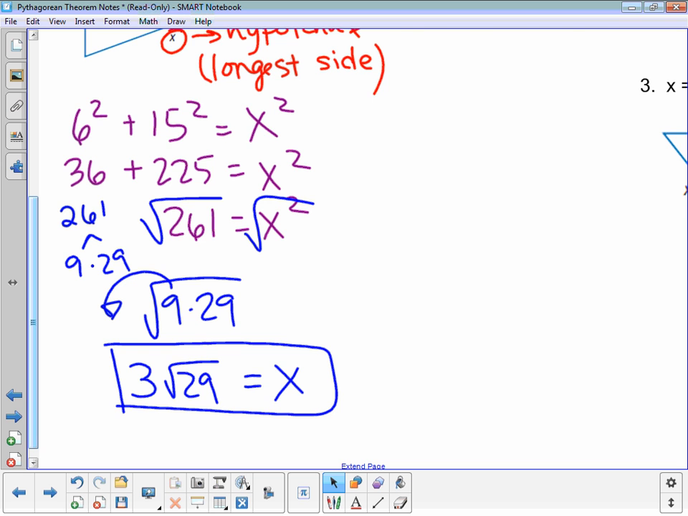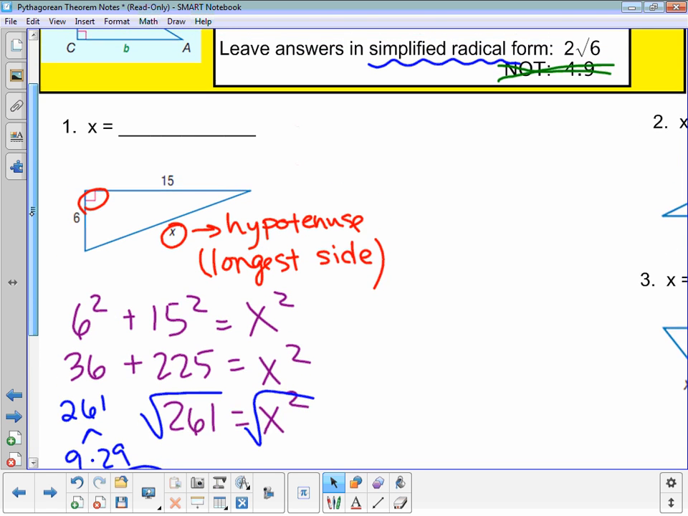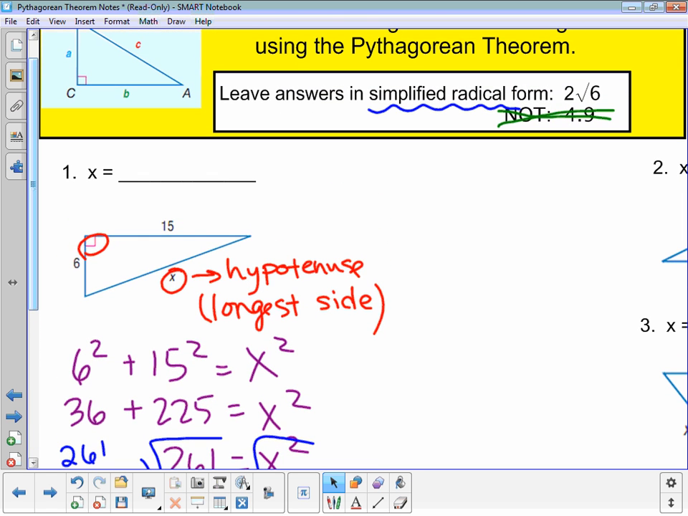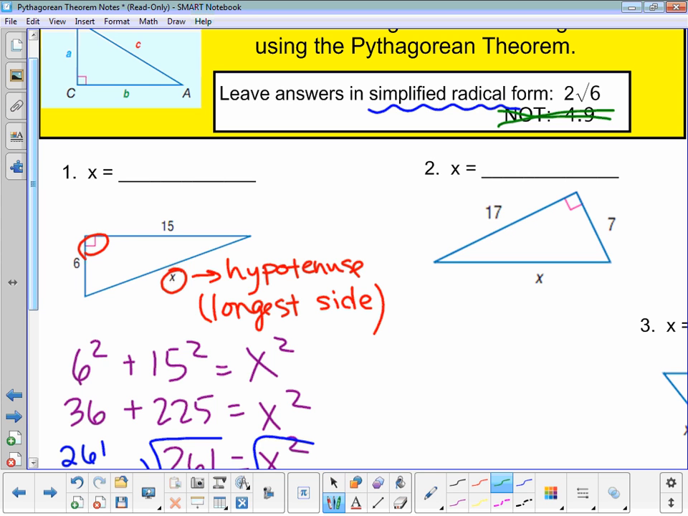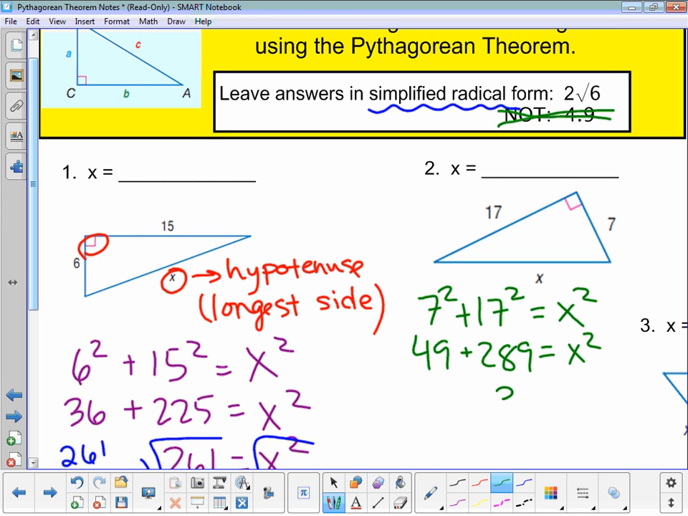Let's take a look at number 2. In number 2, again, I'm missing the hypotenuse. I have one side of a triangle being 7, one side of a triangle being 17, and I'm missing the hypotenuse. So again, I can plug that into the Pythagorean theorem. 7 squared plus 17 squared equals x squared. That's 49 plus 289 equaling x squared, or 338 equaling x squared.